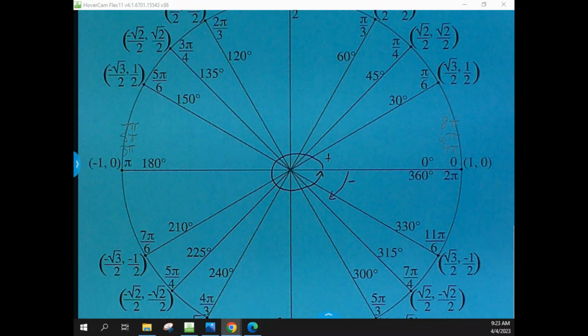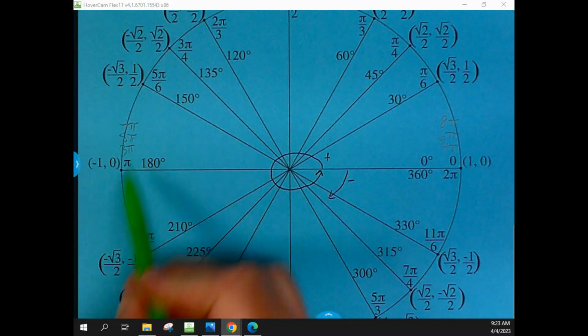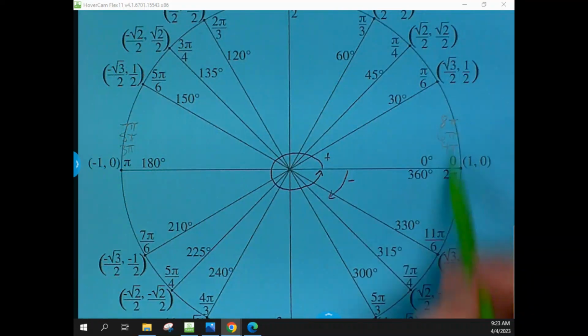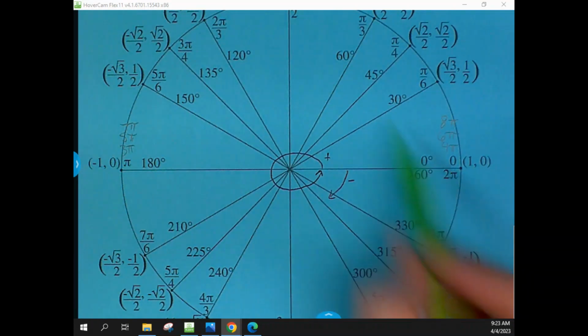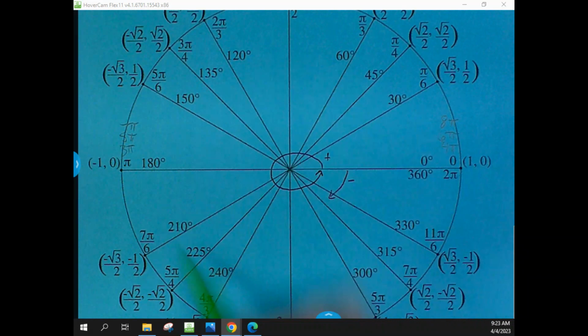So if it's 1 pi, 3 pi, 7 pi, 9 pi, 11 pi, 1,693 pi, if it's an odd pi, you're always going to stop here. If it's an even pi, you would stop here. Because it's just spinning around in a circle. Because that's your only options you get for this one.